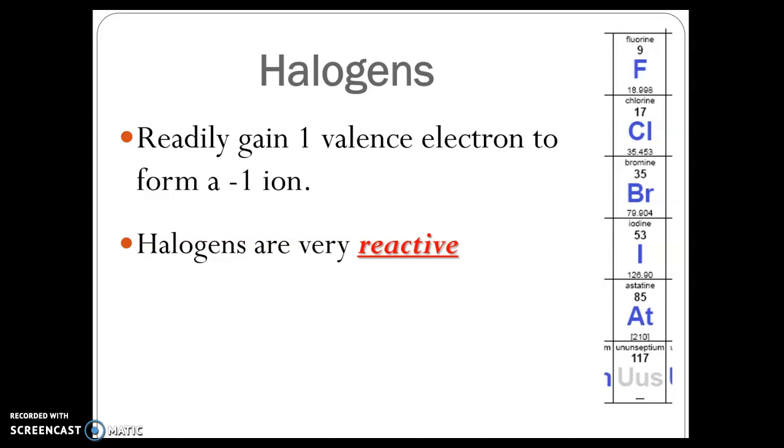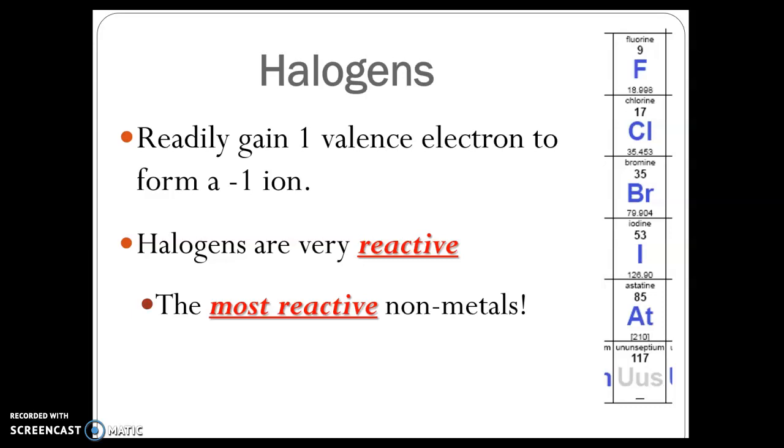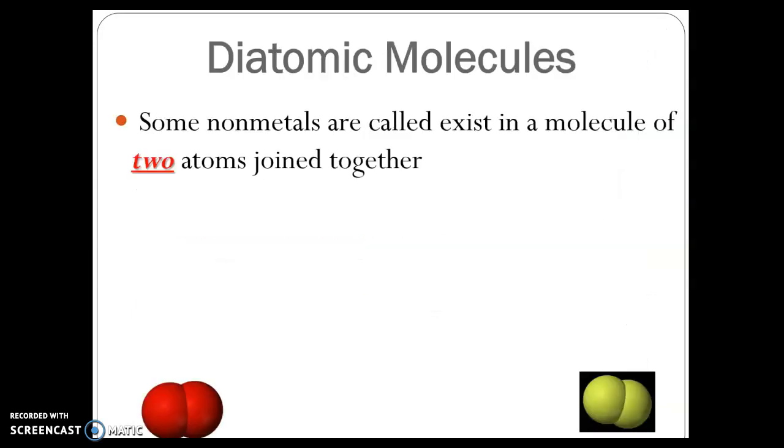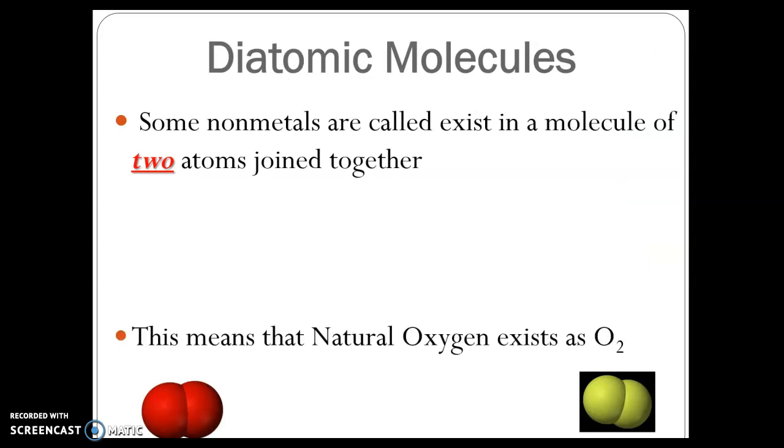They're very reactive, all right? They really want to be stable, so they will react. And they are the most reactive nonmetals. Diatomic molecules: some nonmetals exist, I just said that, in molecules of two atoms. So for example, oxygen is another one.